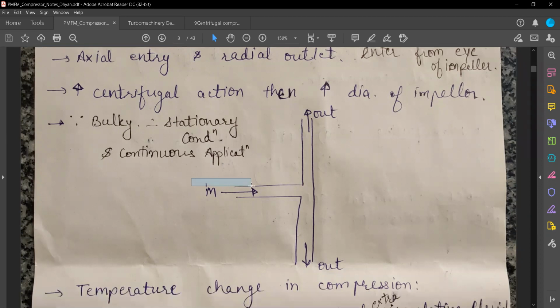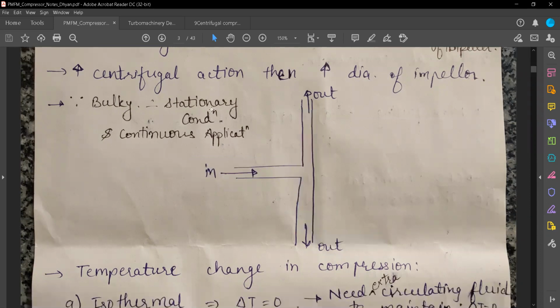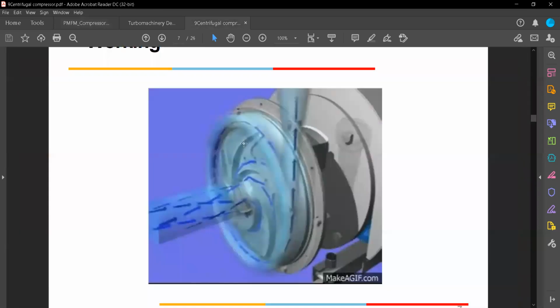So a basic diagram or schematic you should remember is, here is the entry and here is the outlet, and here in this section we have the impeller blade. What they look like is shown over here. You have seen this earlier also.